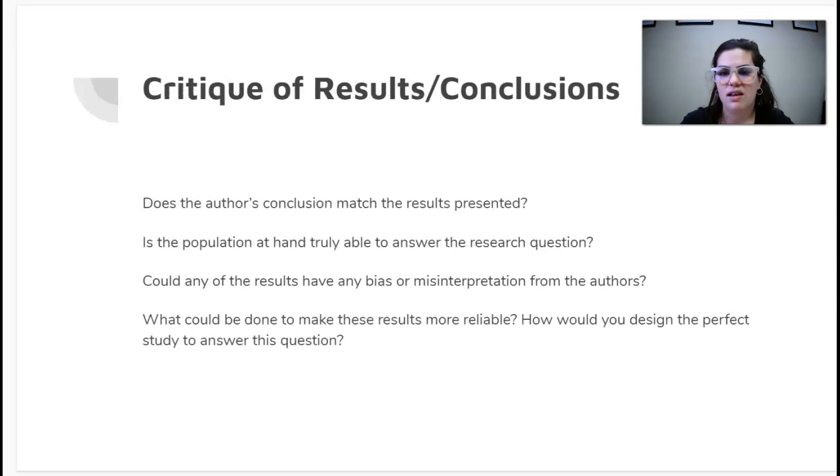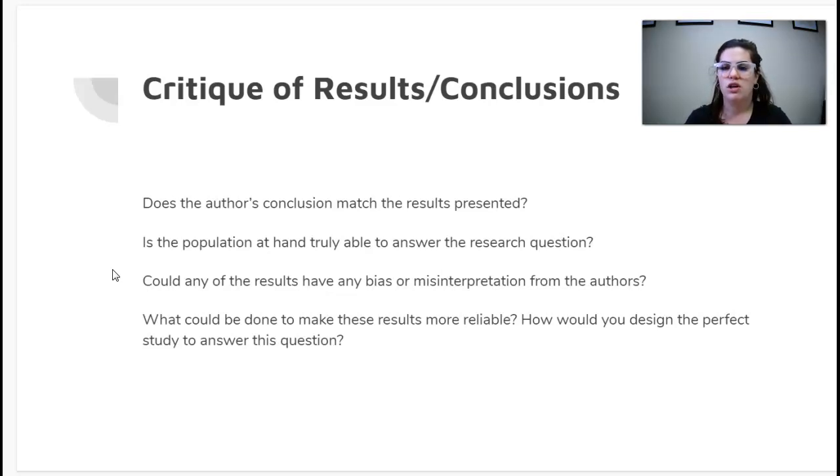Okay, and then last, you are going to give a critique of the results and conclusions. So these are some questions that you can consider. Does the author's conclusion or discussion match the results that were presented? Is the population at hand really able to answer that research question? Could any of these results have any bias or misinterpretation from the authors? And what could be done to make these results more reliable? How would you design the perfect study to answer this specific research question?